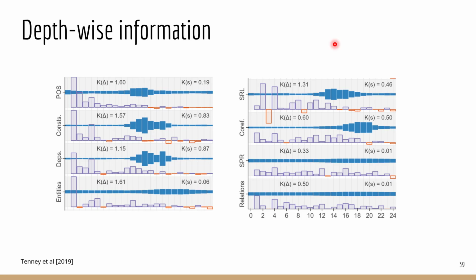Tenney et al. also carried out another interesting analysis on BERT's layers, and they showed that different layers of BERT kind of resemble an NLP pipeline. This analysis showed that the different layers of BERT encode different tasks in a natural progression from basic syntactic information to high-level semantic information, from part of speech tagging to some syntactic tasks like dependency parsing, and then to some semantic tasks like semantic role labeling and co-reference.